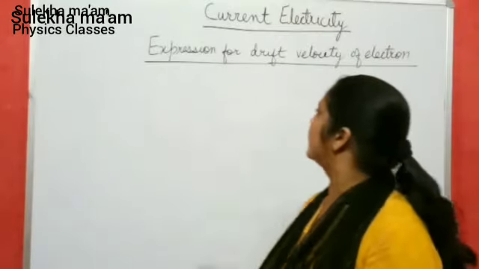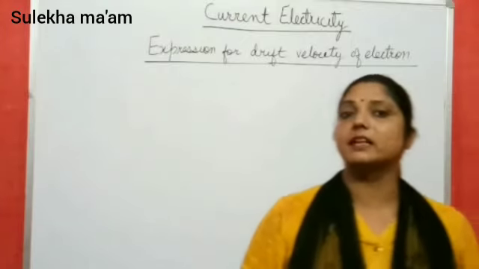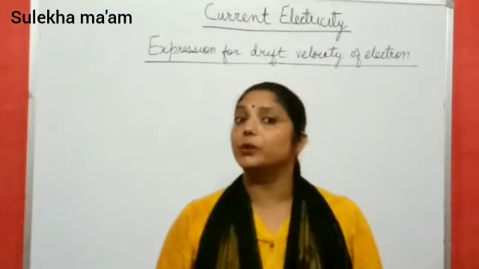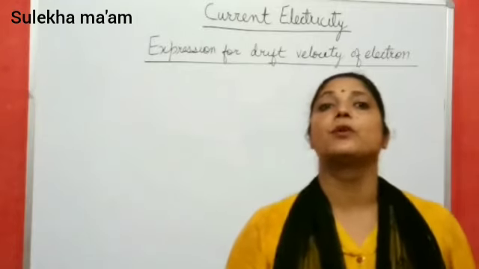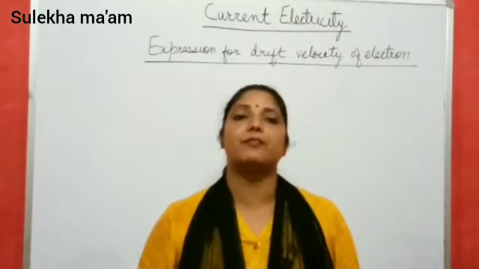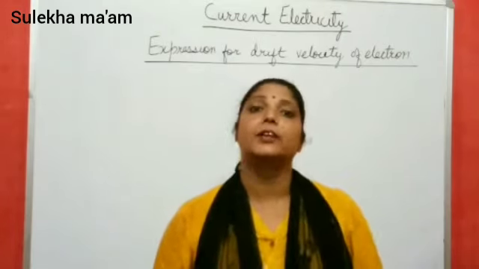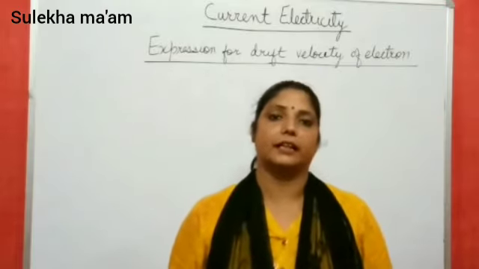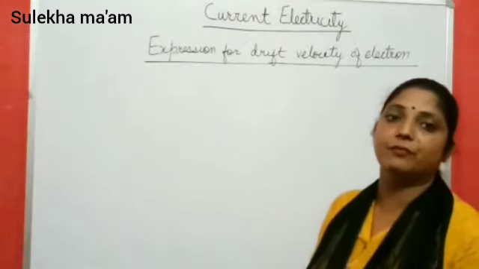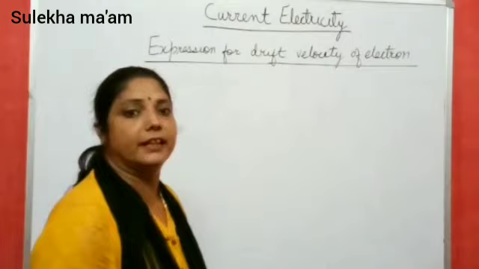Today we will derive the expression for drift velocity of electron. Previously we had discussed drift velocity. What is drift velocity? There are two types of velocity inside the conductor: one is thermal velocity and another one is drift velocity. Drift velocity is responsible for the current to flow inside the conductor, and we are going to derive the expression for that drift velocity. Okay, so we will start with the initial condition.